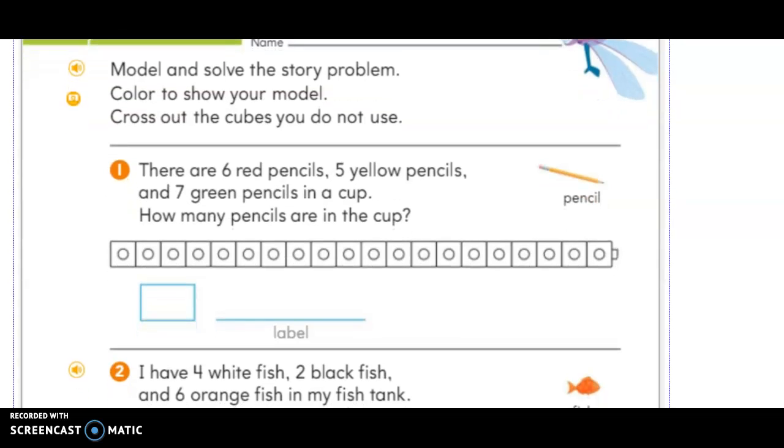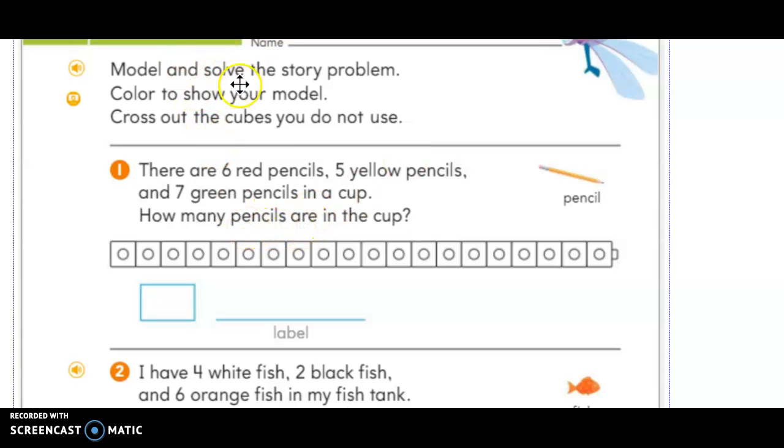Excellent. Now you're going to model and solve the story problem, color to show your model. Cross out the cubes you do not use. So you're going to need some colors. And first you're going to go and read the problem. There are 6 red pencils, 5 yellow pencils, and 7 green pencils in a cup.